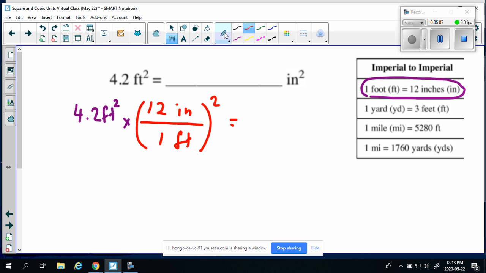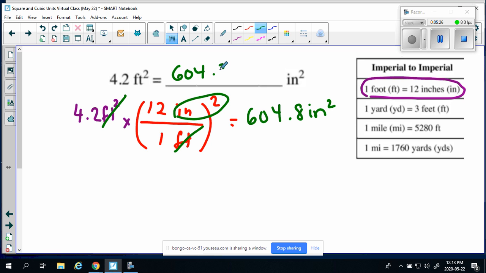So it is multiplication. I did not check to see whether my units canceled out, which you should always do. There, feet squared, feet squared. So 4.2 times 12 times 12 is 604.8 inches squared. And I know that it's inches squared because that's the unit that's left over.